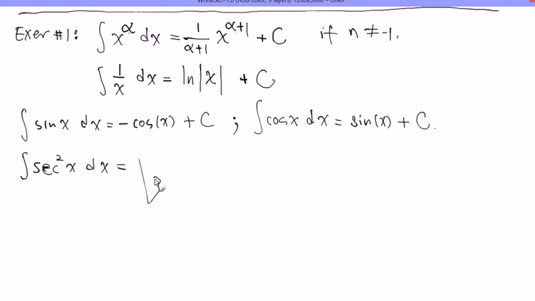Correct answer? Not that. Tangent x plus c. Alright? So you basically go through the derivative table and write it backwards, right? So what is the third one that is natural from the derivative table? The next one is secant x times tangent x.